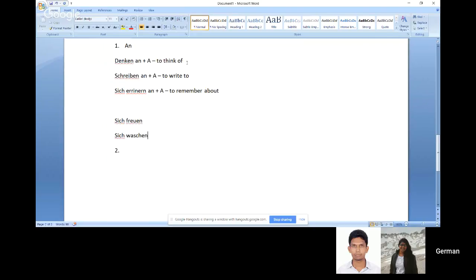For example, "bitten" is to request for, but if you take the actual meaning of "für" it is "for". Okay, so there's this difference. Sorry, "denken", I asked "denken". Yes, "denken" is always associated with "an". Denken would always be associated with "an" if you want to say to think of.